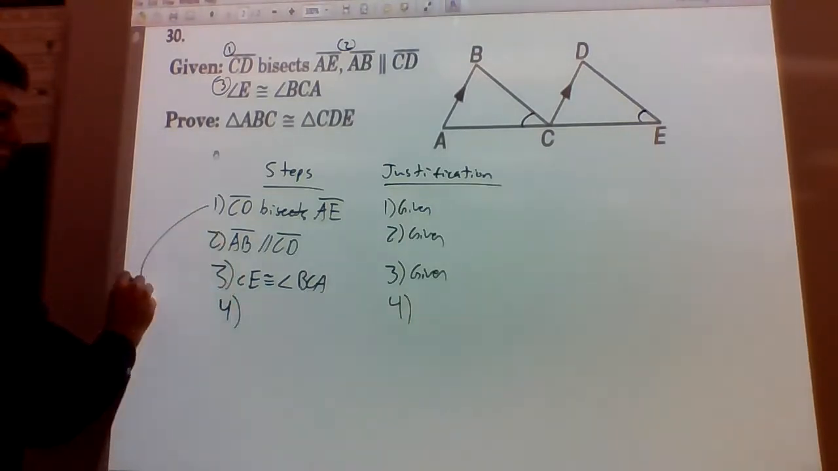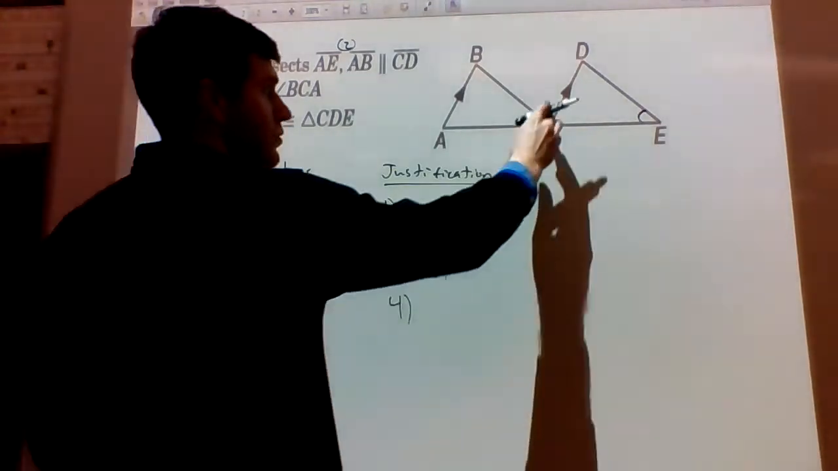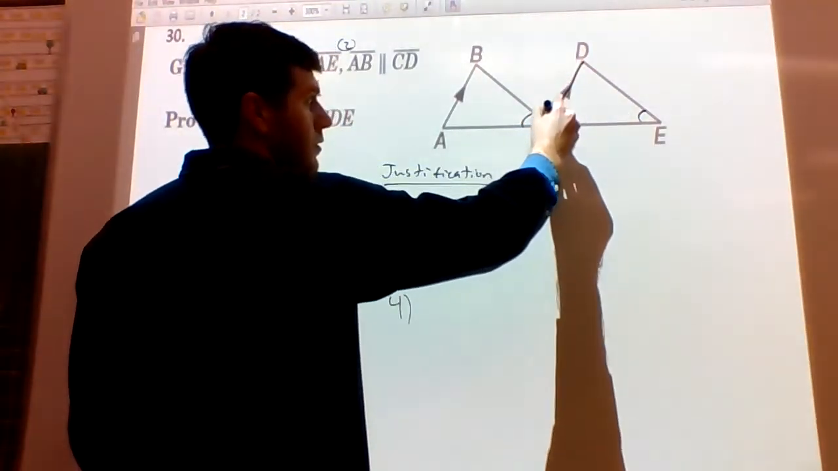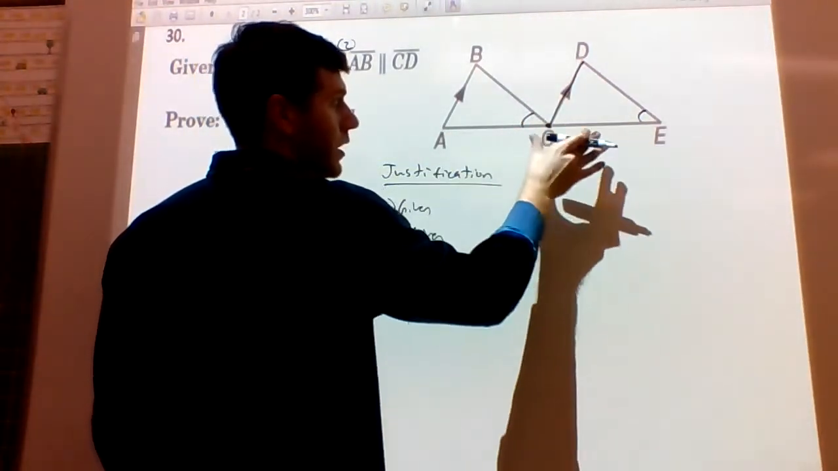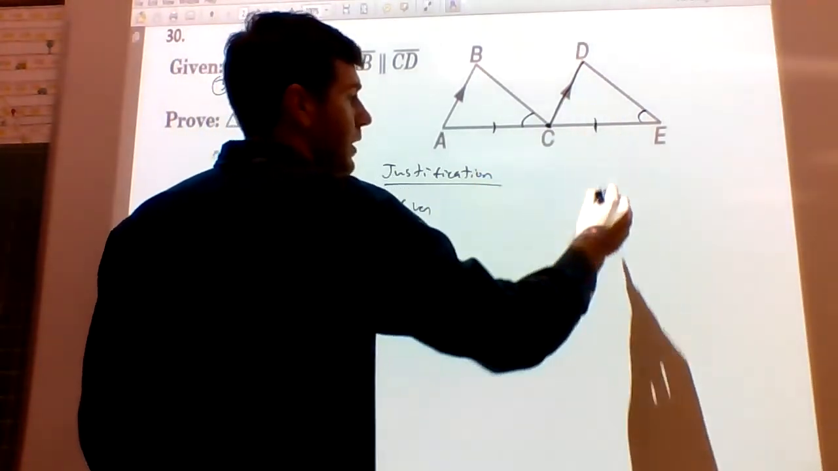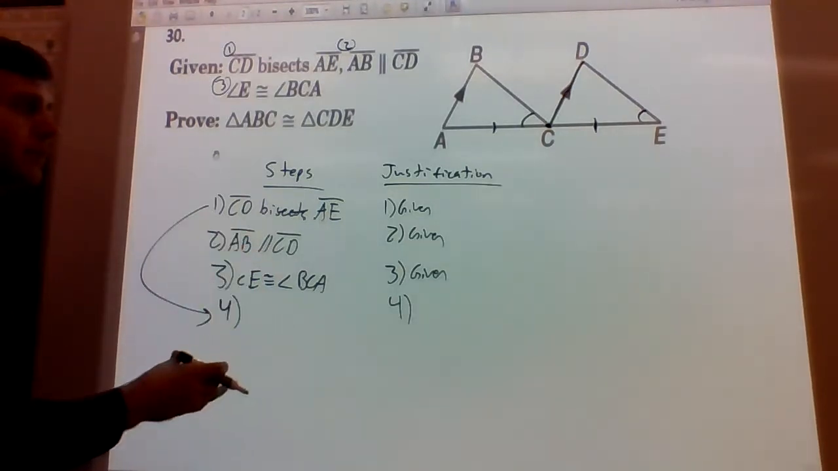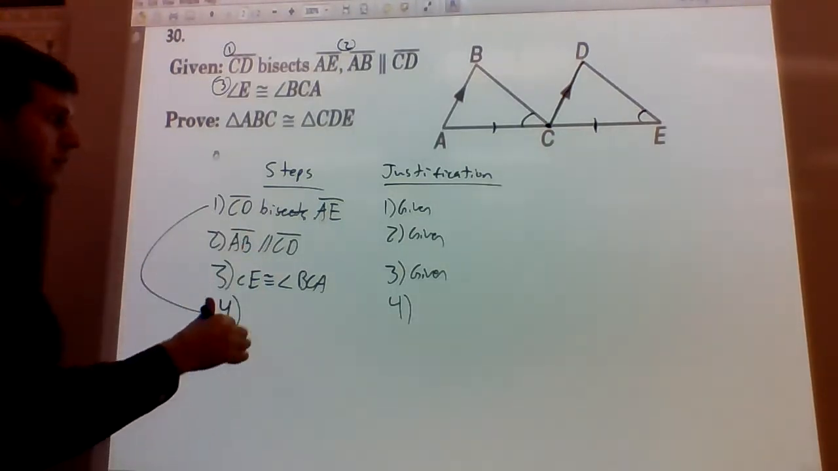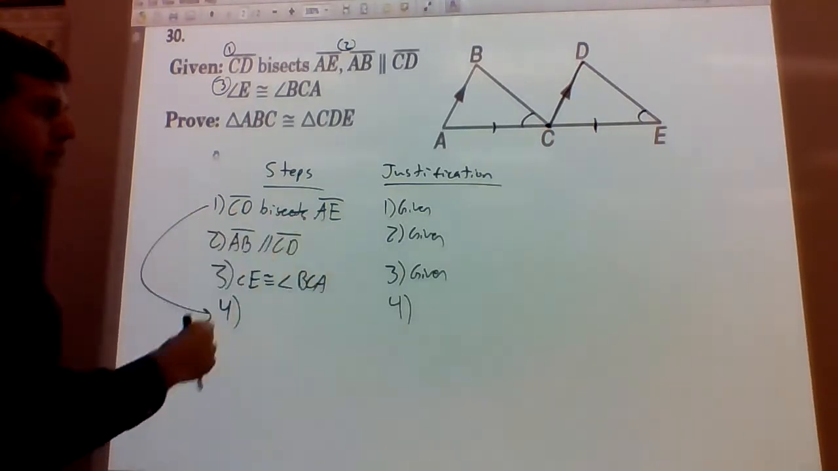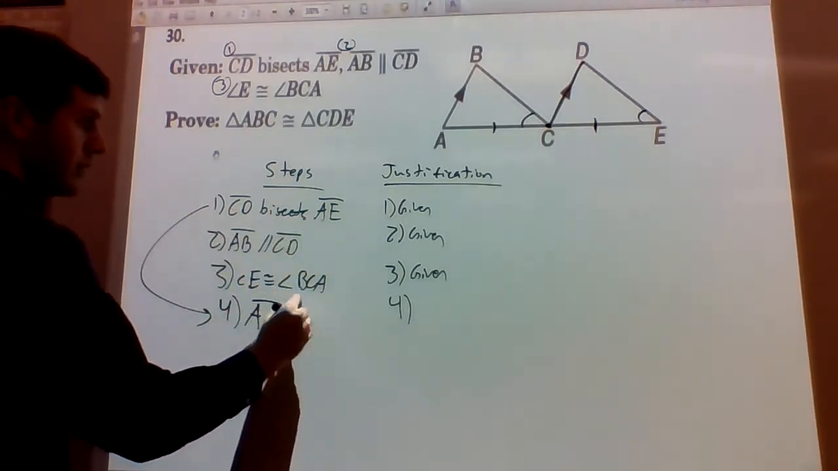So let's just go in order. Use the first one. CD bisects AE. So it cuts AE in half. It splits it into 2 congruent pieces. It splits it into 2 congruent segments. So we have a segment AE and a bisector. CD splits AE into 2 congruent segments. So those congruent segments are AC and CE.